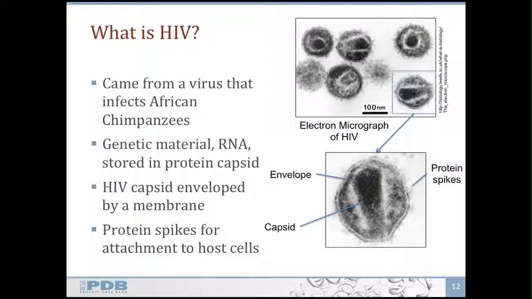Surrounding the capsid is an envelope, and sticking out of that envelope are protein spikes. These spikes are important for attachment to host cells. They're also important as potential targets for antibodies that would be created from a vaccine, and I'll come on to that in a moment.